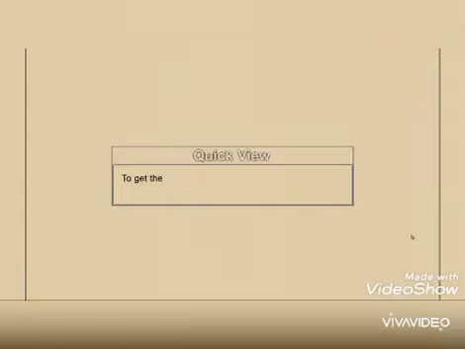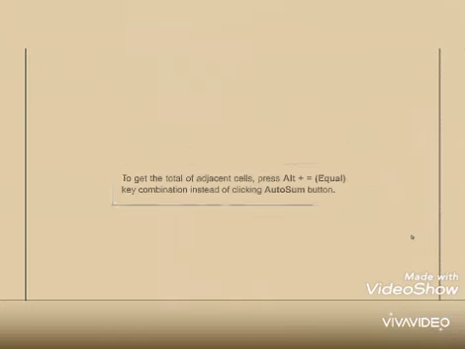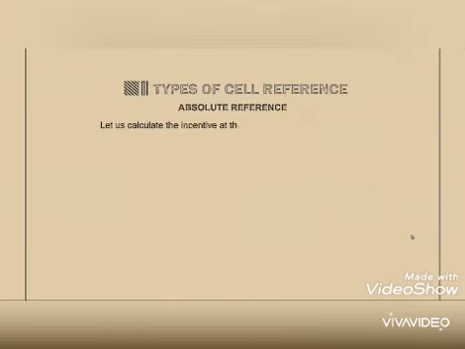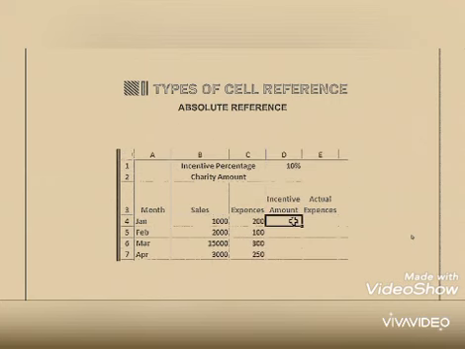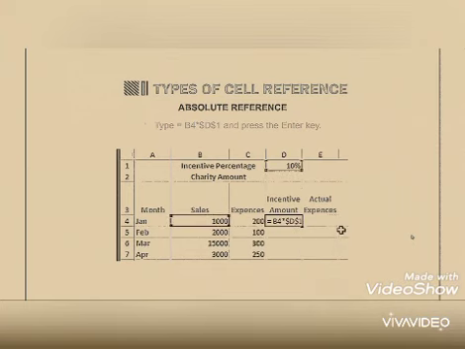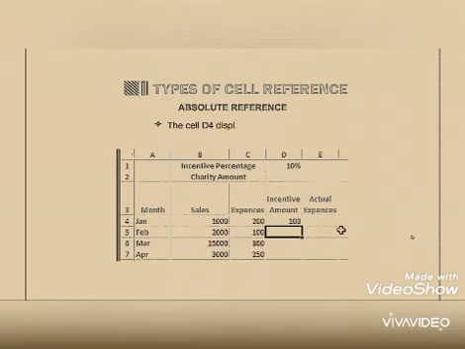Students, we can quickly get the total of adjacent cells by pressing the Alt plus equal key combination instead of clicking the AutoSum button. Let us calculate the incentive at the rate of 10% on monthly sales. Type 10% in the cell D1. Click on cell D4. Type =B4*$D$1 and press the Enter key. The cell D4 displays the value 100.